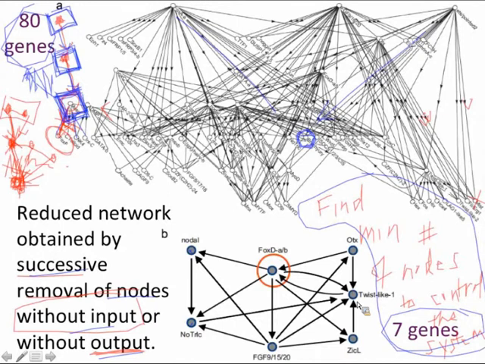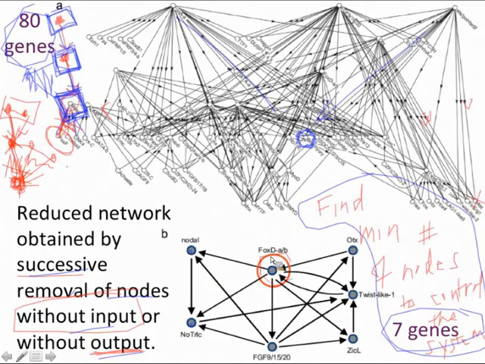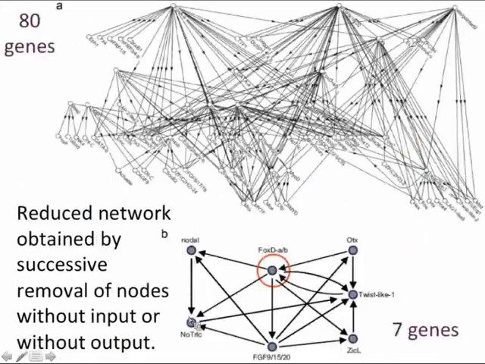Questions up to here? Well, I lied. I don't want to control those 7. In reality, I only need to control this one. So our first step was to remove repressive loops. Our second step was to reduce the network by successful removal of nodes without input or without output. Our third step is to then see what is really necessary.